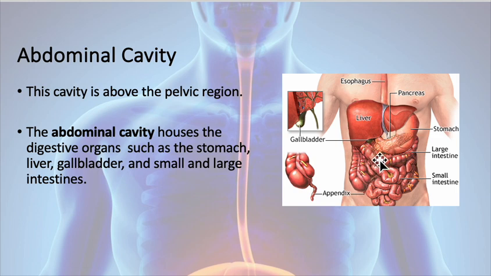So the abdominal cavity specifically is above the pelvic region, and it houses the digestive organs, including the stomach, and accessory organs of the digestive system, such as the liver and gallbladder, and also the small and large intestines. And later in this lecture, we're going to talk about how we can actually pinpoint, using positional terms, the various organs of the abdominal cavity, and how we can describe their location in the abdominal cavity. So the stomach relative to the gallbladder or the liver and so forth.